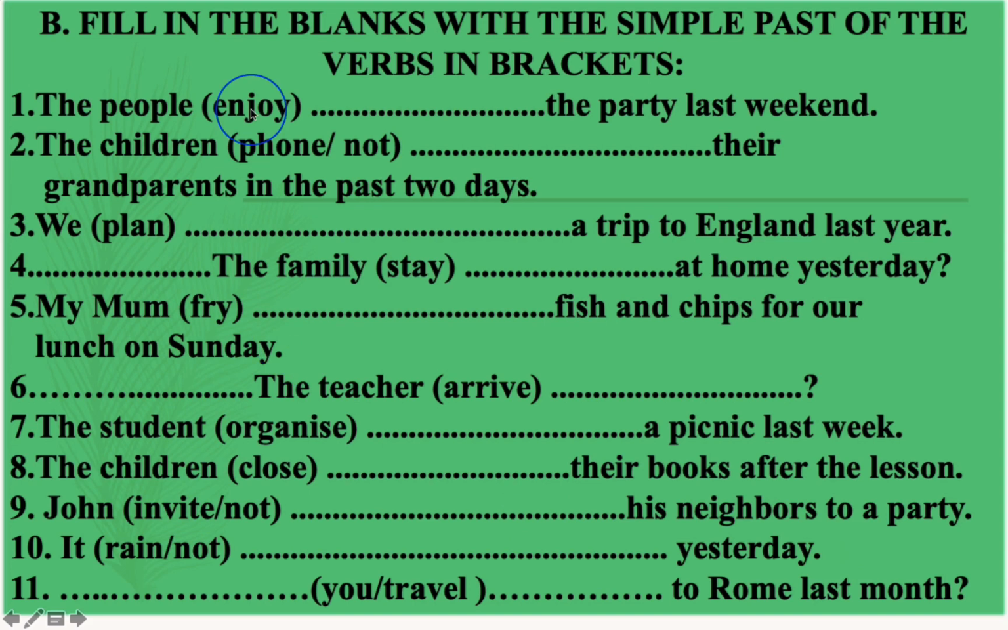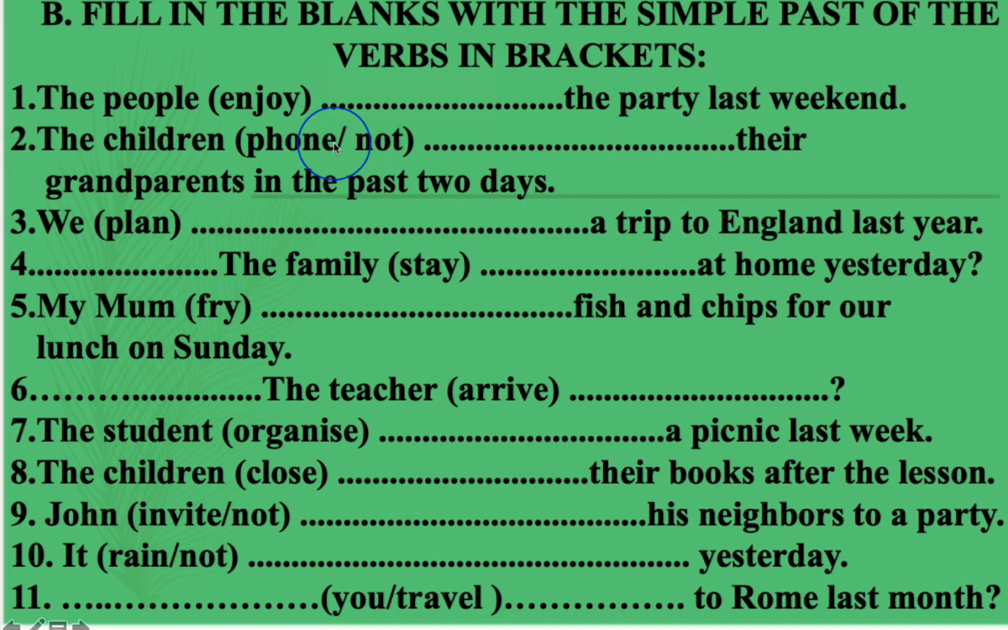Here we have: fill in the blanks with the simple past of the verbs in brackets. Please pay attention to the forms of the verb. We have three forms: the affirmative form, the negative form and the interrogative form. For example, here we have the affirmative form, here we have negative because we have not, and here we have interrogative because we have a question mark. Let's start with the first one.